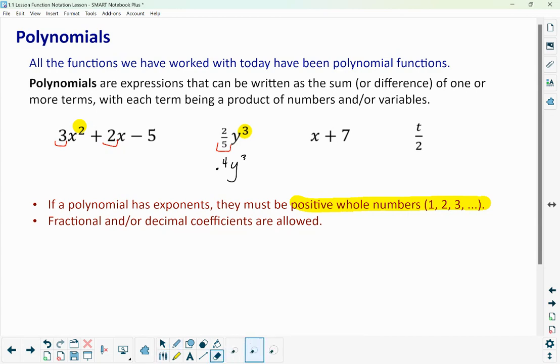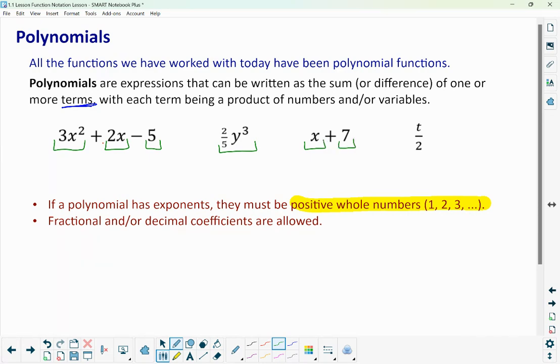Now, math definitions can be pretty crazy. Let me show you what term means. A term is a little product. So this is a term, this is a term. It's just a part of an expression.